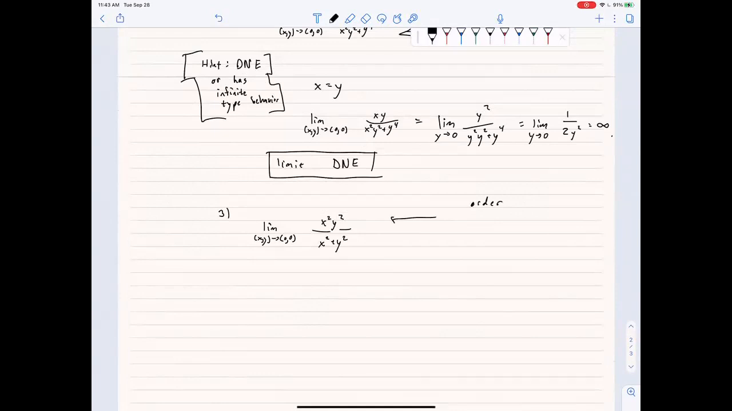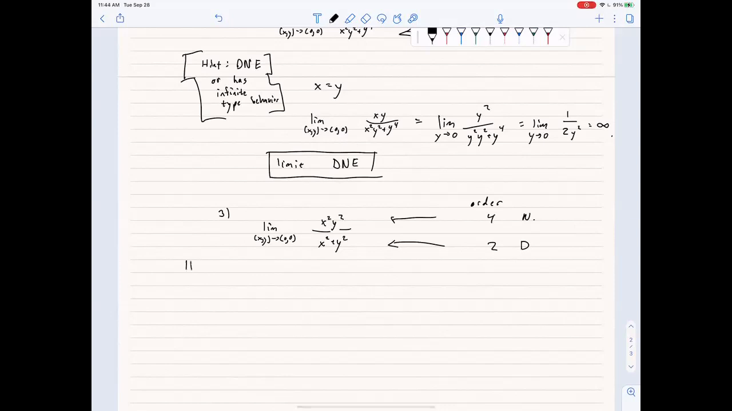What's the order of the numerator here? 4, great. Just write n for numerator. And the denominator? 2. Again, we take the maximum. So they're both 2 in this case. So the maximum. And here the limit will exist.